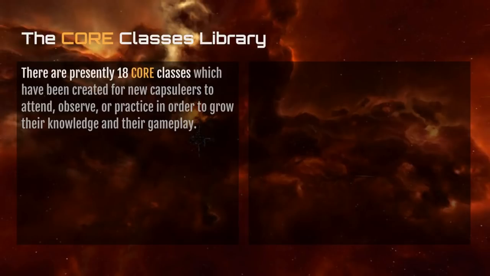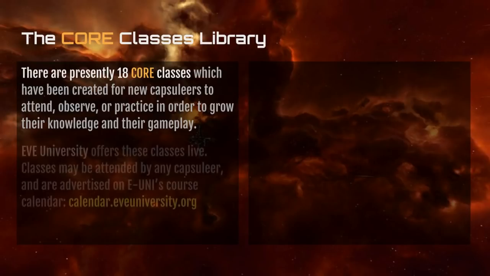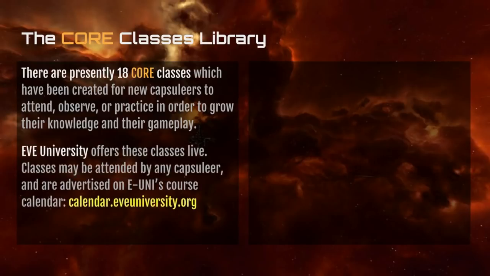There are 18 courses in the core curriculum. These classes have been developed for you to observe, attend, and practice. EVE University offers these classes live. Classes may be attended by any Capsuleer and are advertised on eUni's course calendar, calendar.eveuniversity.org.